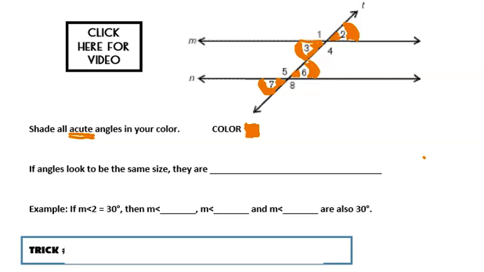Then if you take a step back and you look at those angles that you just shaded, they look to all be the same size. Meaning not only are they acute, but they are congruent. They would actually have the same exact measure. Congruent. They're equal.